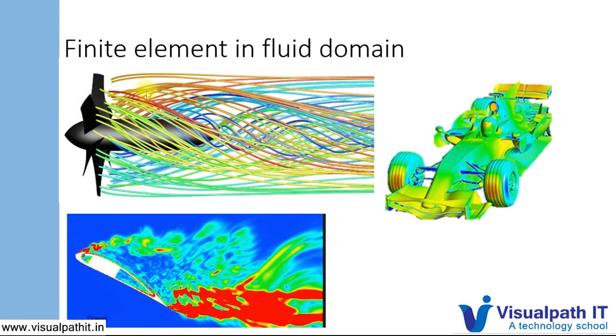This is a kind of impeller. You can see the flow lines that are passing through. So visually you can see during the design phase itself. Or this is a kind of car model. You can see how the flow is happening over the car. This is a racing car model, and this is very closely related to our practical problems.